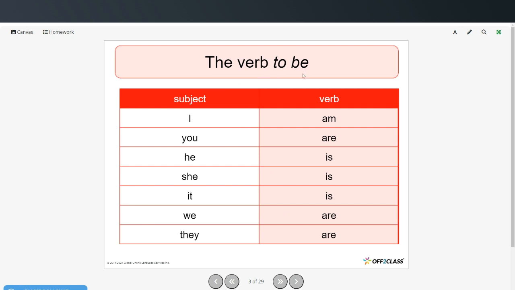So with the verb to be, we have different forms. To be is an irregular verb, so the form changes depending on the subject. So I am, you are, he, she, or it is, we are, and they are. So these are the forms of to be in the simple present tense.